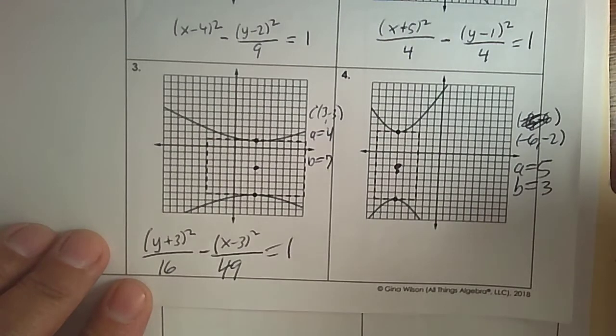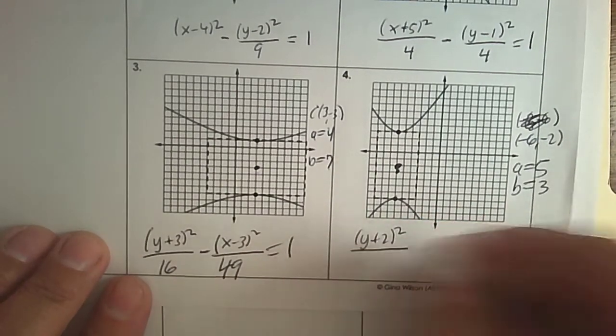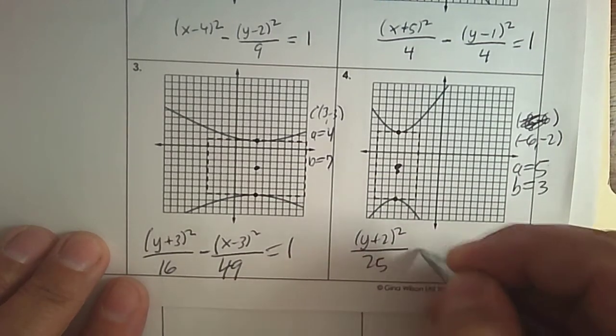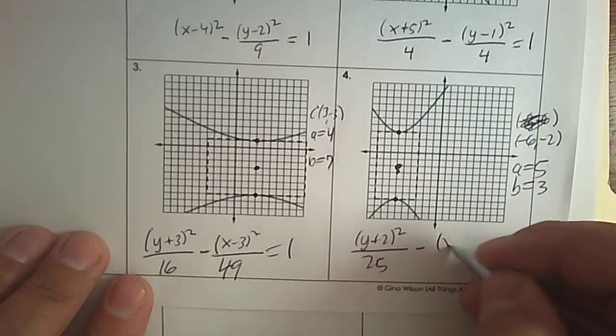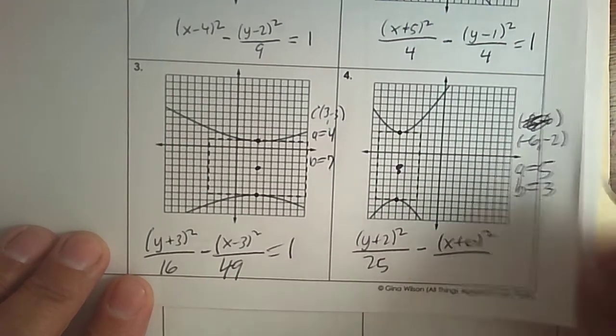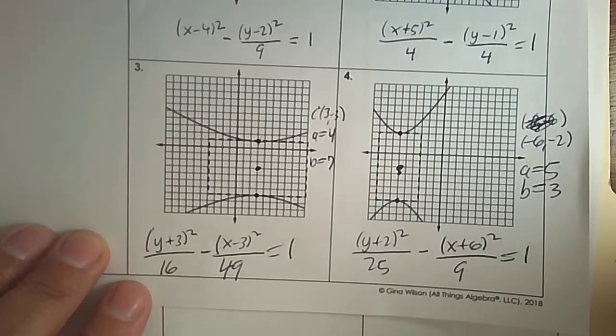And now put it together. So the y is going to come first, so it's y plus 2 squared. And then square the 5. Subtract x plus 2. No, we did that one. X plus 6, that's the x coordinate. Square the b, that's 9, and that's equal to 1. Turn the page.